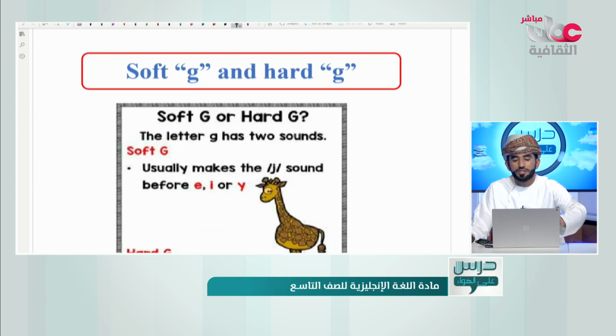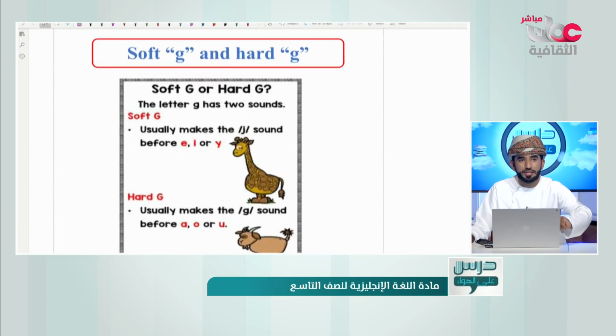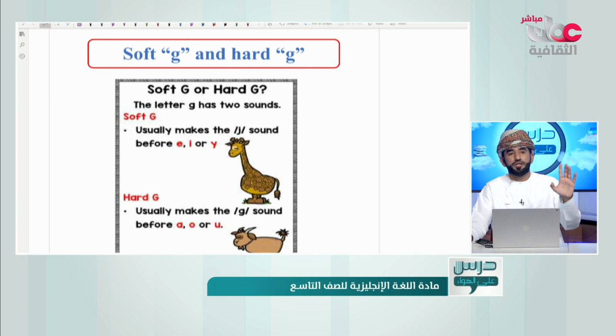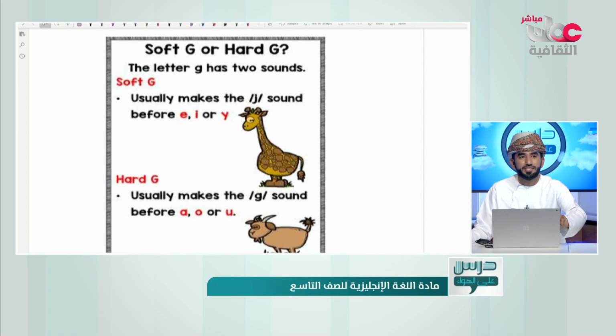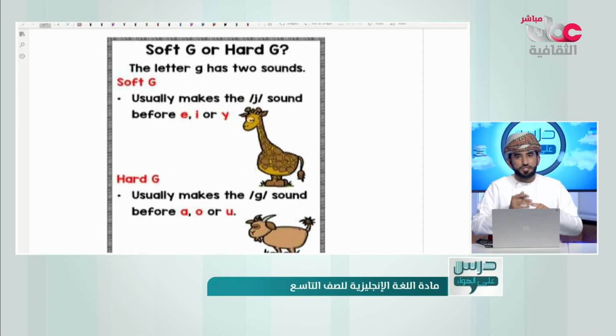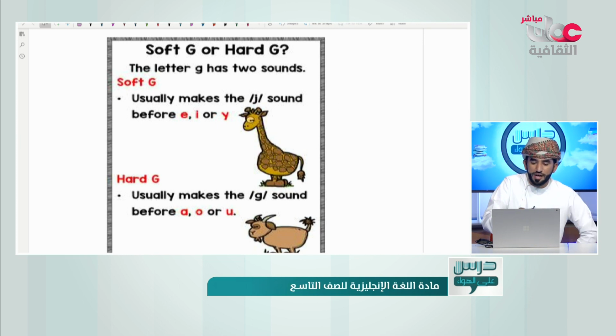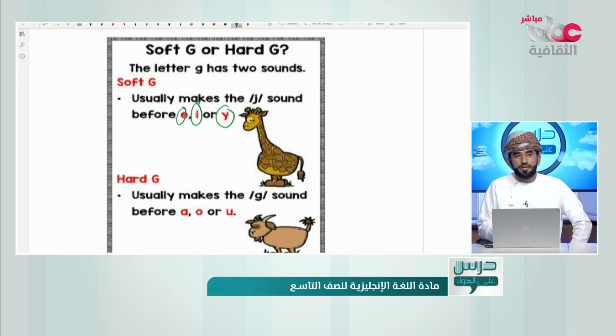Very nice. Going to the last thing that I'd like to mention in my lesson for today: soft G and hard G. Never complicate yourself. It's very simple. Very crystal clear now. It's in front of you. You can see it all. Can you see it? Good. So when do we pronounce the G sound as J? And when do we pronounce it as G? Very, very simple. If you have E or I or Y after the G, then it is pronounced as what? J. Exactly. Very lovely.